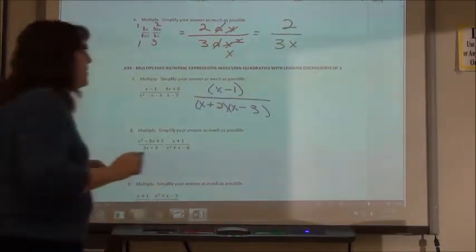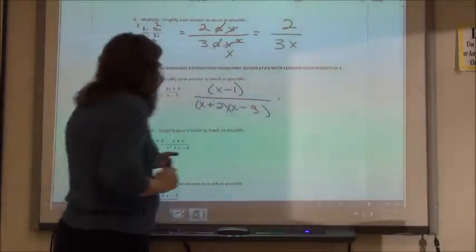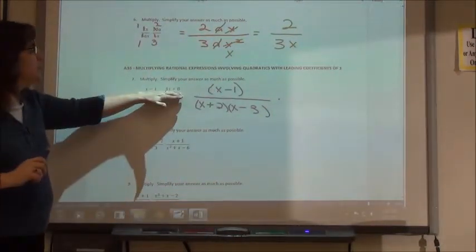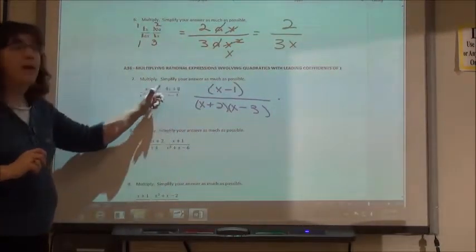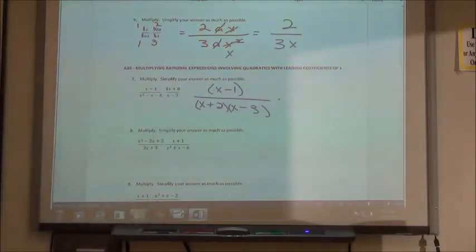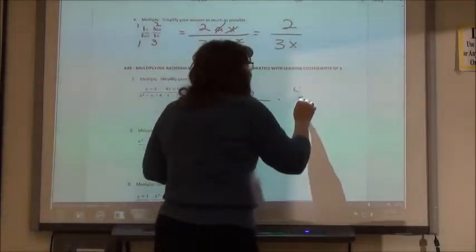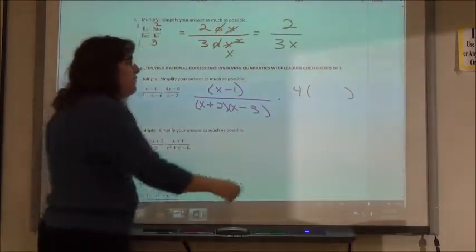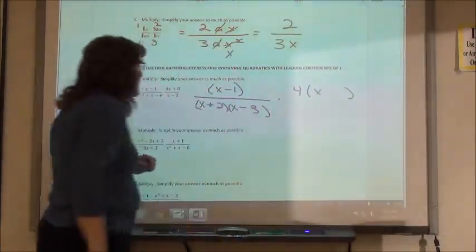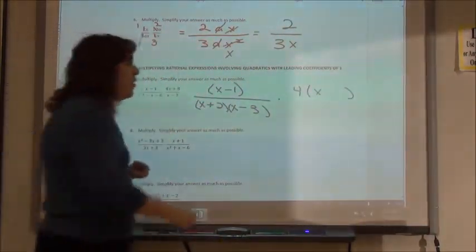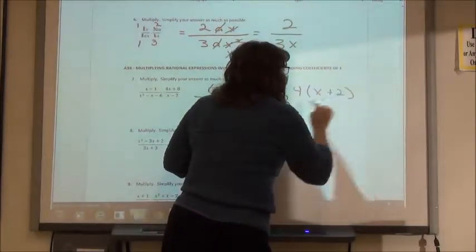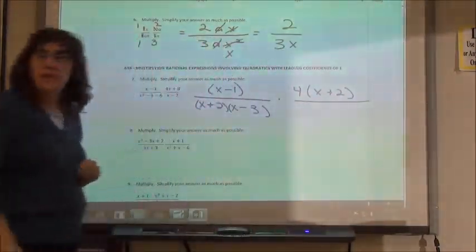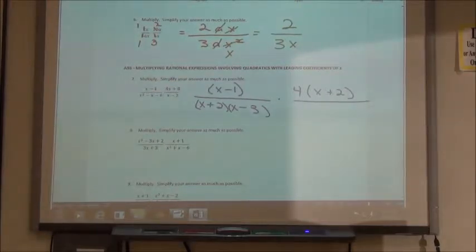Then we go to the top of the next fraction. Now on the top of the next fraction, it has 2 terms, but I noticed, oh, it has a greatest common factor. I can divide the 4 out of there right away. So I'm going to factor the 4 out. 4x divided by 4 would leave me just an x. 8 divided by 4 would give me a 2. So 4 times x plus 2 is how I'm going to factor that.